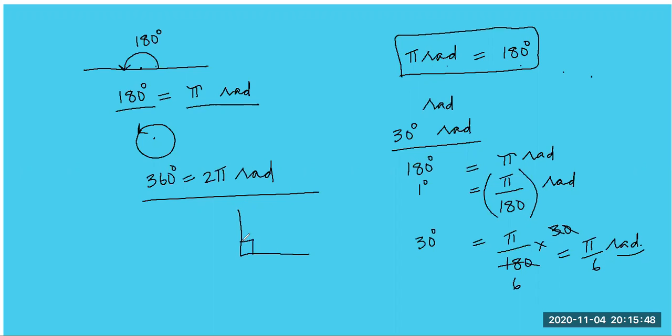Am I right? Can anyone guess? This is a 90 degree angle. This is equal to how many radians? 90 degrees.